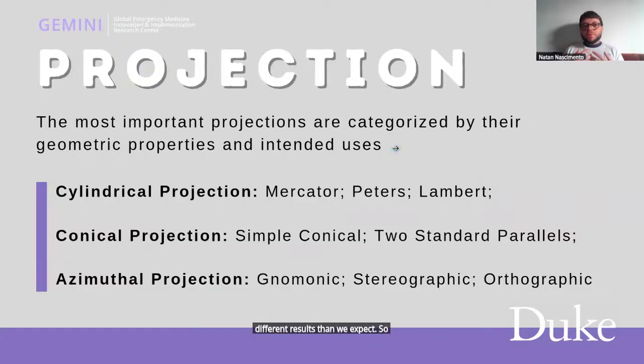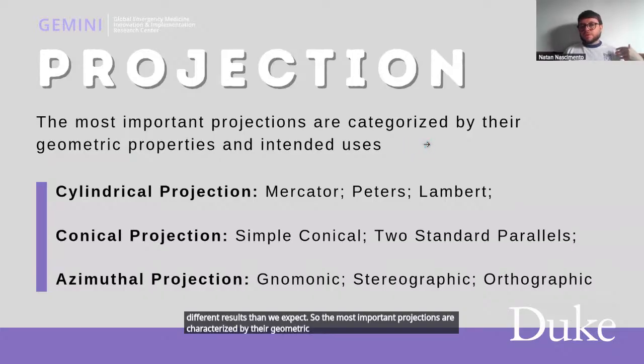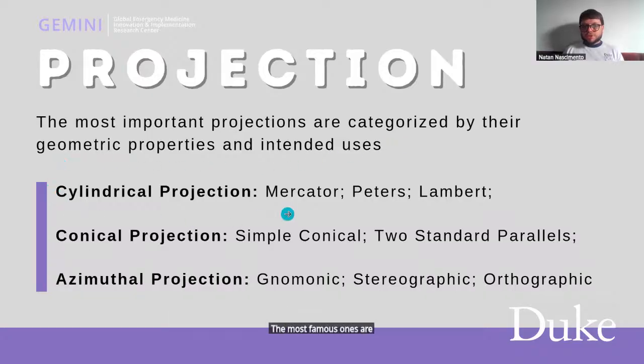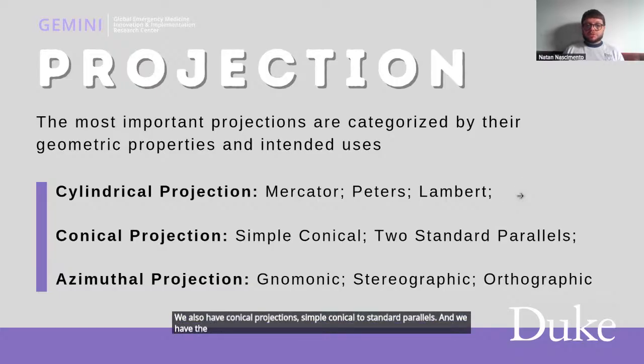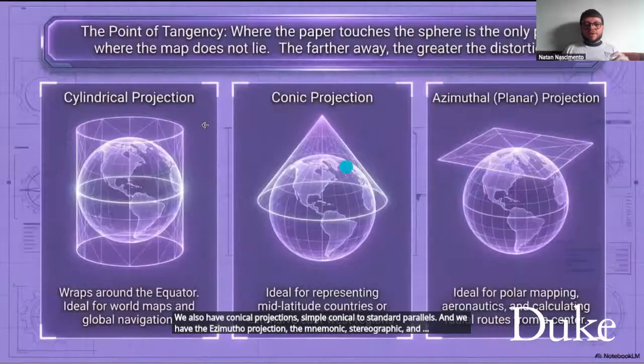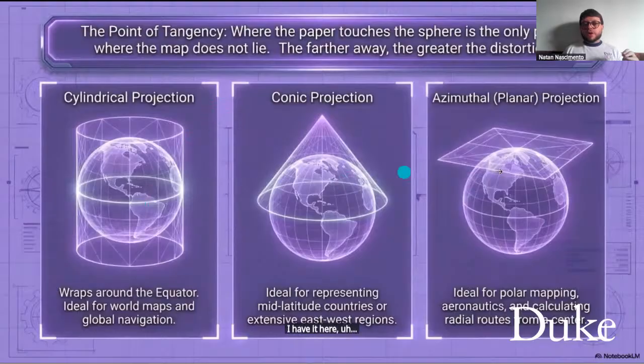So the most important projections are characterized by their geometric properties and what we want to use them for. The most famous ones are the cylindrical projections. We have the Mercator, Peters, and Lambert. We also have conical projections, simple conical to standard parallels, and we have the azimuthal projections: the gnomonic, stereographic, and orthographic. I have it here, what all of those mean. So we have the cylindrical, the conic, and the azimuthal. And we have the point of tangency.